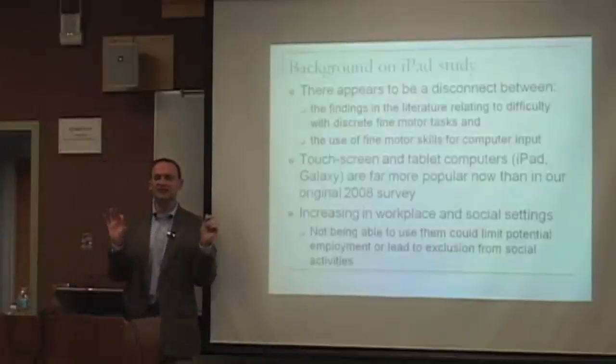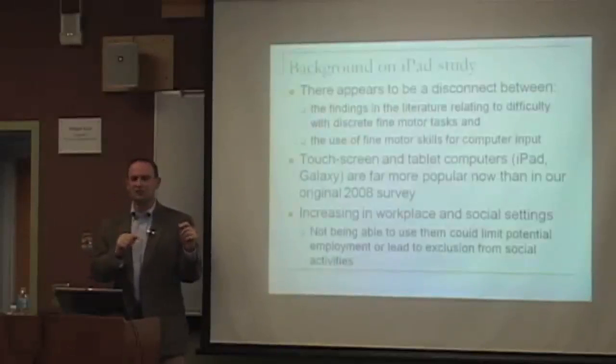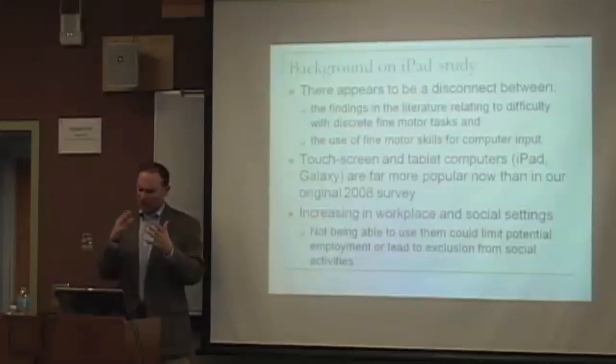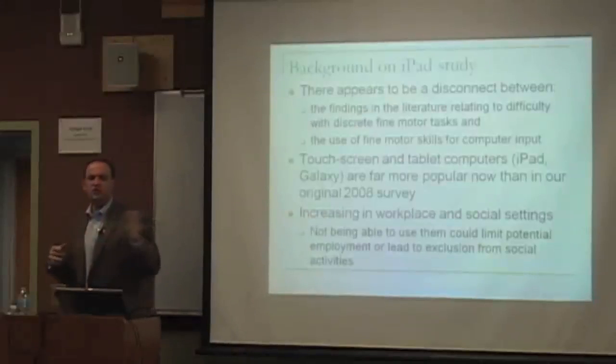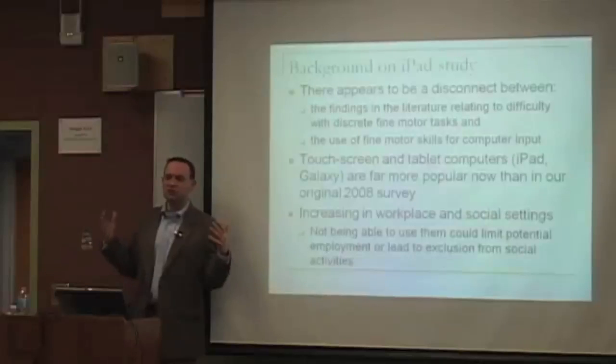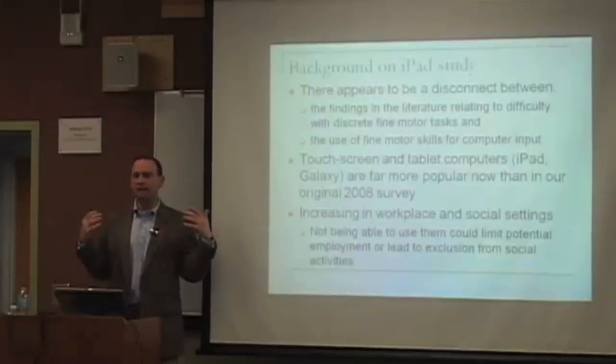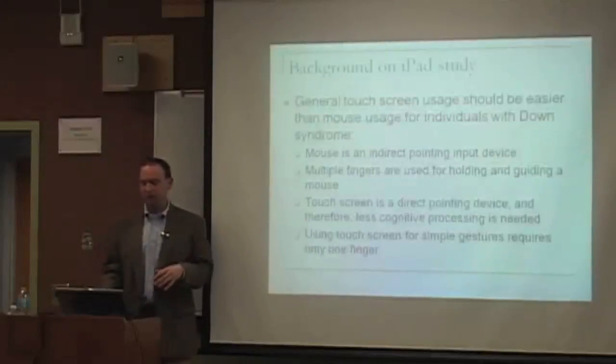Well, there appears to be a disconnect between the medical literature, which says that people with Down syndrome have trouble with fine motor skills, outright, and what we see in our computer usage, which is people with Down syndrome have no trouble with their fine motor skills in terms of mouse usage and touch screens, which is really fascinating. The original survey, of course, was done before touch tablets were very popular. People are using them more in workplace settings, they're using them more in social settings. So it's really important to understand, how do people use multi-touch screens if they have Down syndrome?